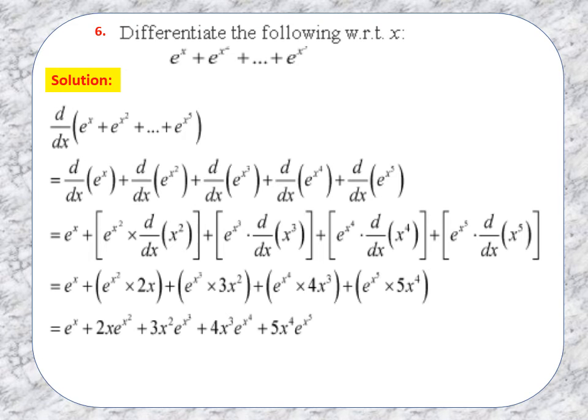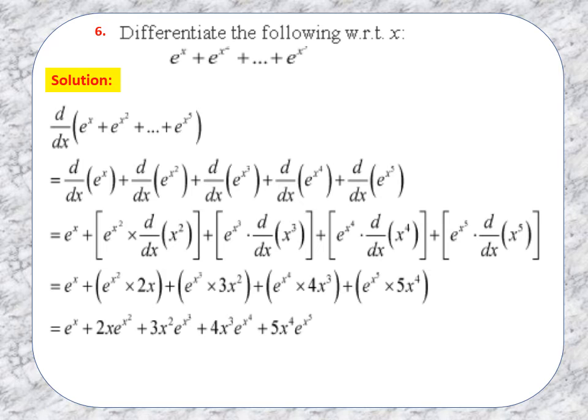Moving to question 6. Differentiate the following with respect to x: e power x plus e power x square plus e power x cube and so on, up to e power x power 5. So we can simply differentiate e power x and all the terms separately. So for e power x it will be e power x. Now for e power x square, first we have to differentiate e, so we are getting e power x square. Now we have to differentiate x square. Clear? So differentiation of x square is 2x.